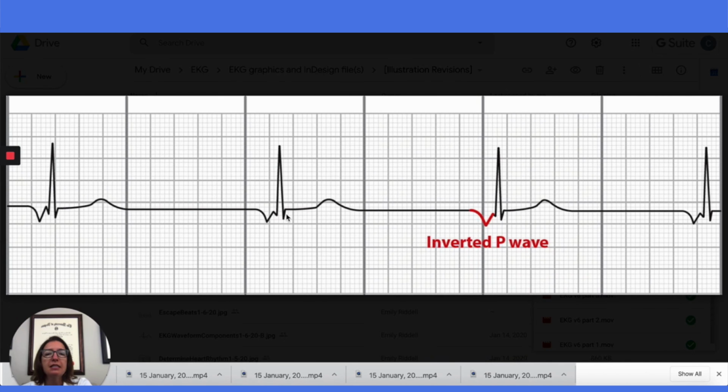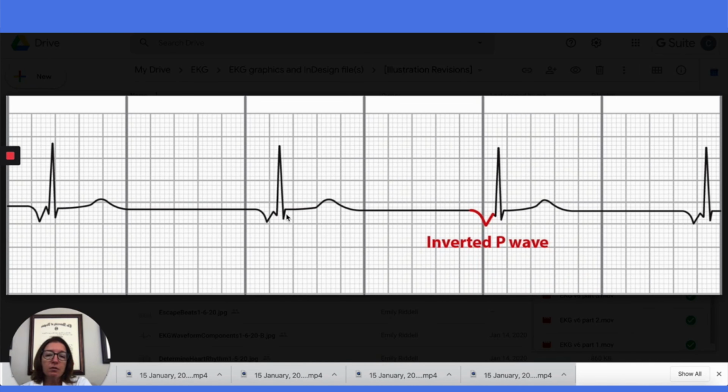QRS complex is nice and narrow, under 3 small boxes wide. With junctional bradycardia, the heart rate is under 40 beats per minute. In this case, we have 33 beats per minute. So that fits the bill here. And that's how we know we are looking at a junctional bradycardia strip.